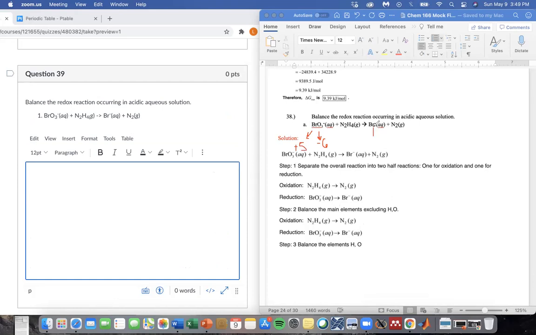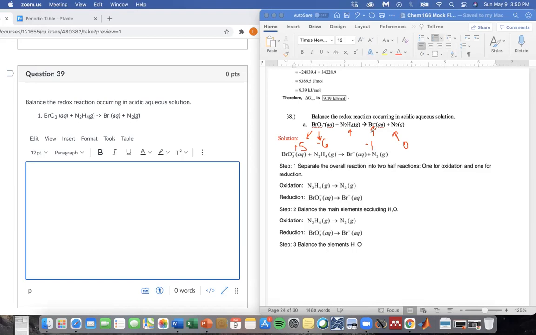And then over here, it's -1, so that's being oxidized. And then your N2 gas is going to have an oxidation number of 0 on it. And over here, so this is being reduced. I said oxidized, but it's going from +5 to -1, so it's being reduced.